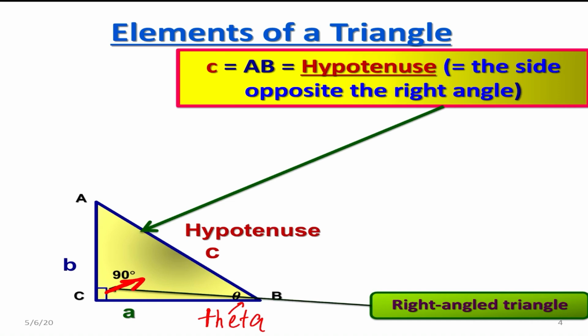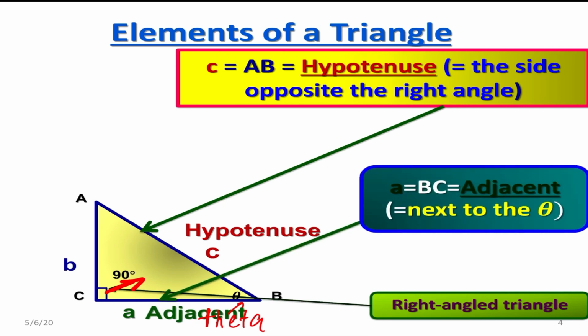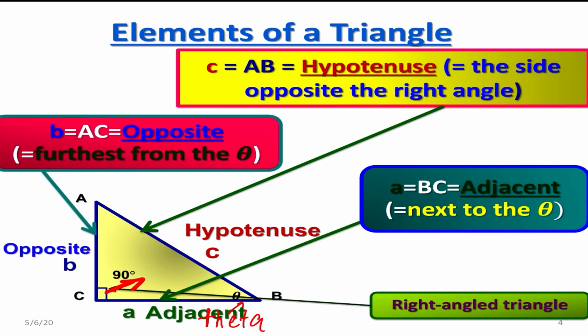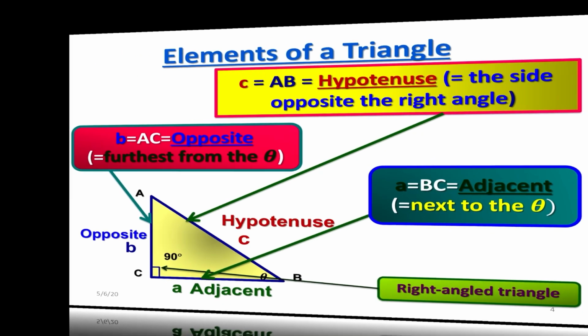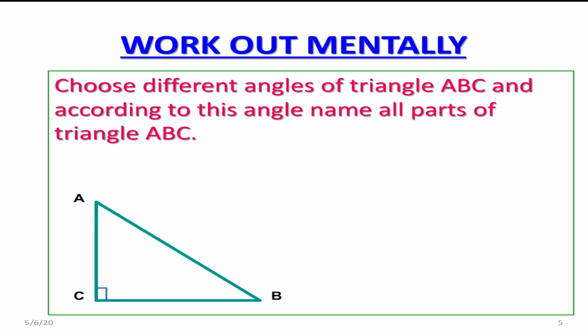Now, the side which is next to angle theta, but is not the hypotenuse, is called the adjacent, so again, it's next to angle theta. It's a or BC. And finally, the side which is directly across from theta, or furthest from theta, is called the opposite side, so it's going to be b or AC. Now, work out mentally: choose different angles of triangle ABC, and according to this angle, name all parts of triangle ABC.